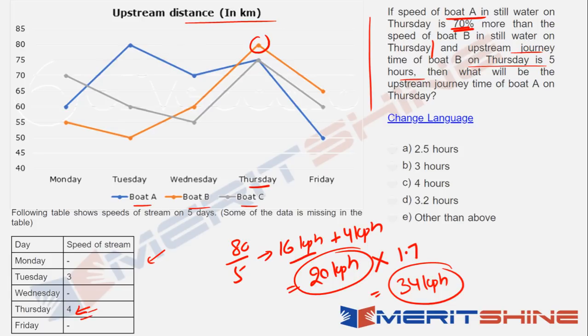Again you subtract this 4 from this. So 34 minus 4 kilometers per hour again. So how much does it become? 30 kilometers per hour. So 30 kilometers per hour is the upstream speed of boat A.